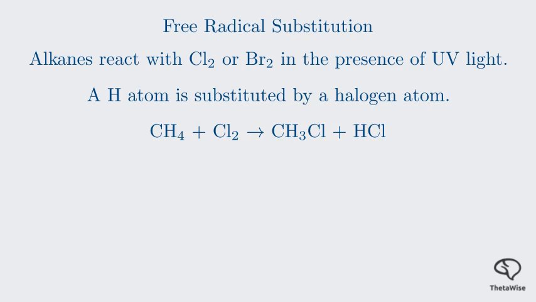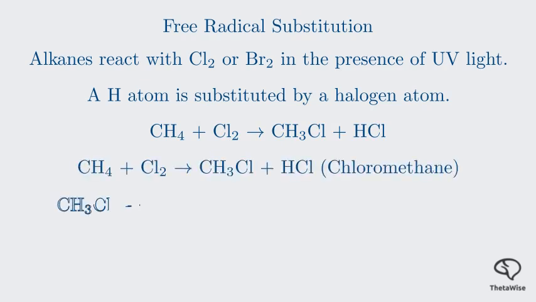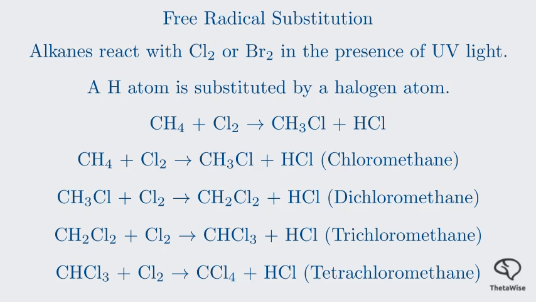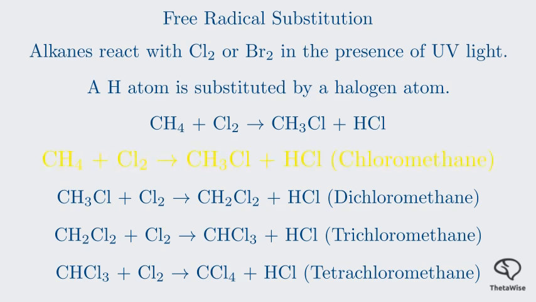The reaction doesn't stop there. Once chloromethane is formed, it too can react with more chlorine. The hydrogen atoms are successively replaced until all four hydrogens are gone, giving rise to a mixture of mono, di, tri, and tetrachloromethane. In A level, we typically focus on the monochloro product, chloromethane.